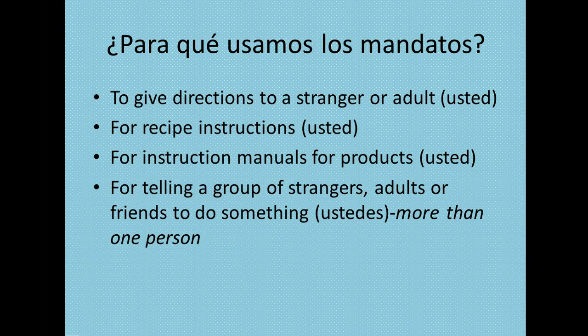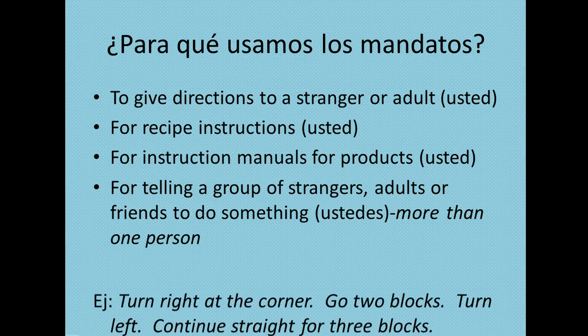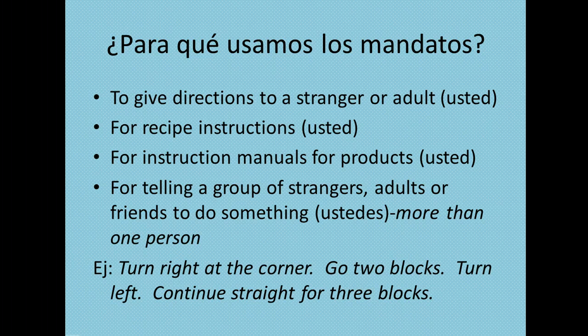For telling a group of strangers, adults, or friends to do something, that would be an ustedes command because that's more than one person. So for example, you might say something, turn right at the corner, go 2 blocks, turn left, continue straight for 3 blocks.